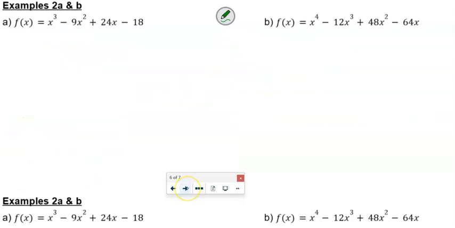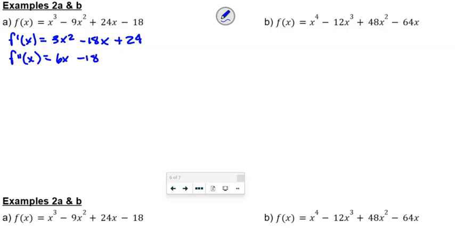Okay. All right. The next couple examples are a little more complicated, so let's go ahead and do them. So again, we're going to do our derivative. This is going to be 3x squared minus 18x plus 24. And then our second derivative is going to be 6x minus 18. We're going to set that equal to 0. I'm going to move the 18 to the other side. So that's going to be 6x equals 18. Divide this by 6. So x is going to be equal to 3 here.